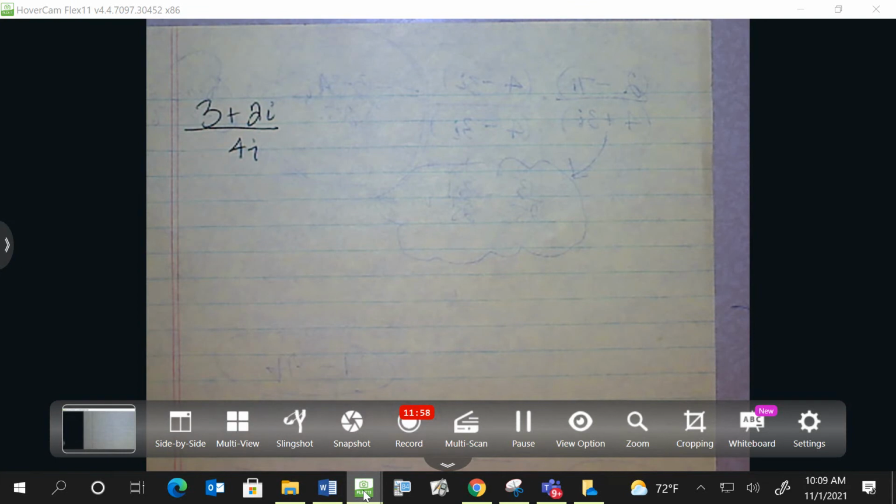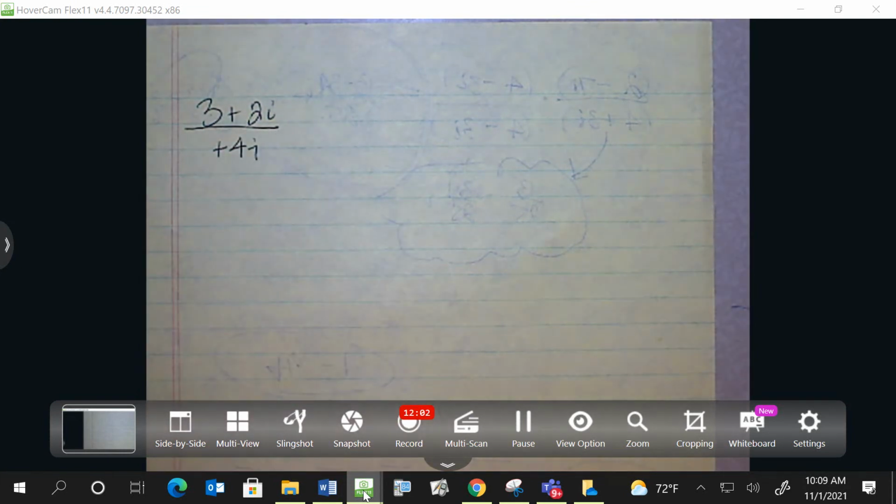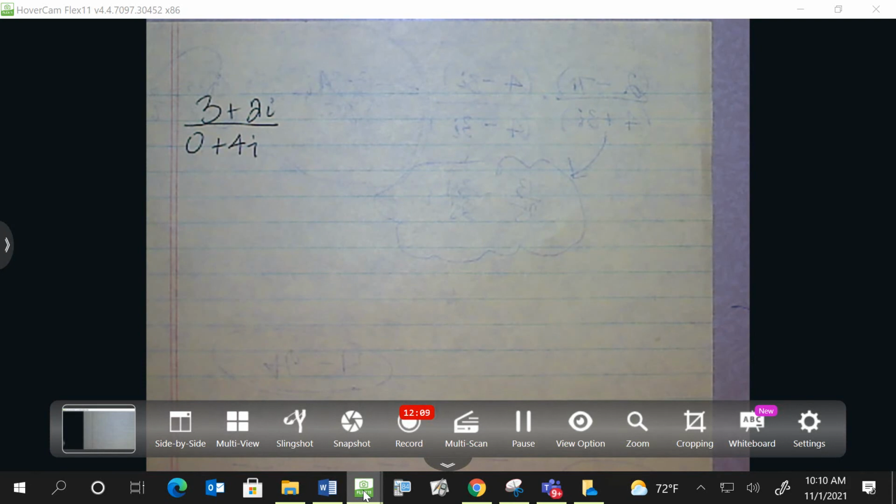So here's my question. What can I add to the bottom that doesn't change it? Think about your current age. What number can you add to your age and it doesn't change your age? 0. So this is the problem we're working with, and we want to rewrite it or simplify it in proper form.